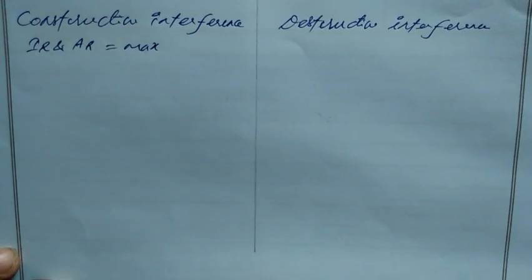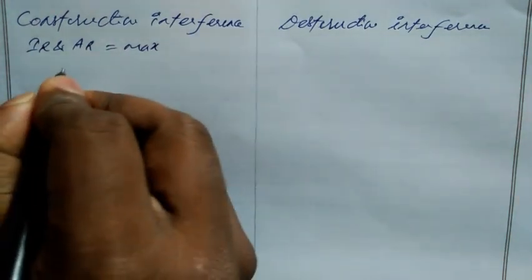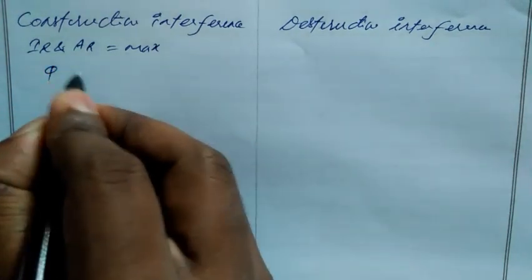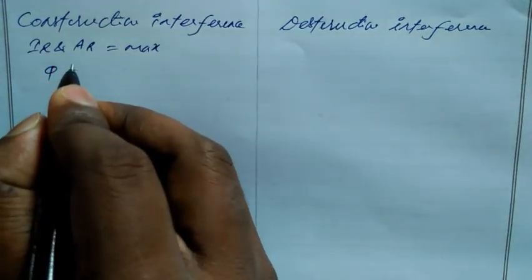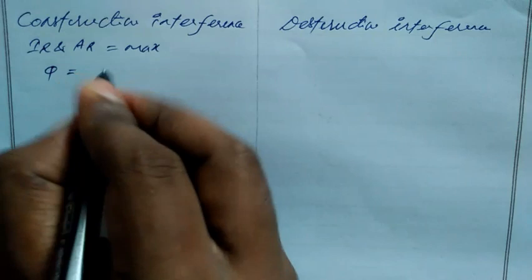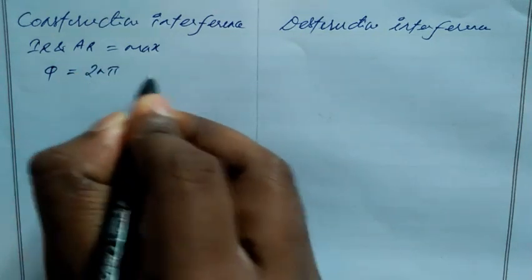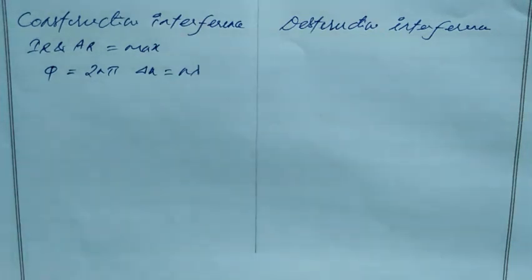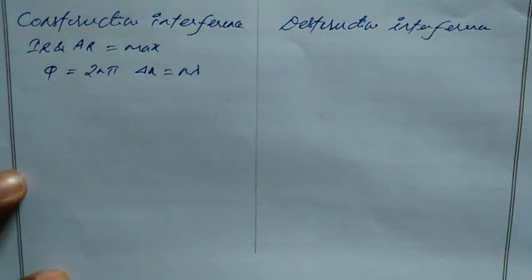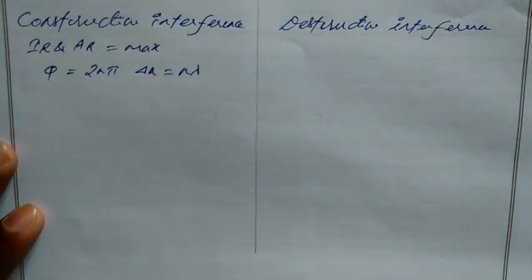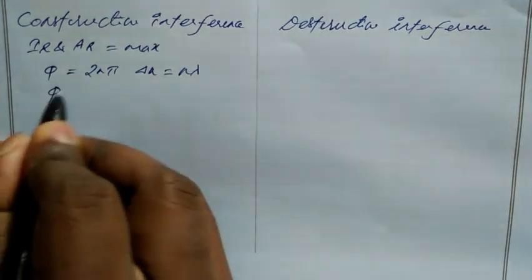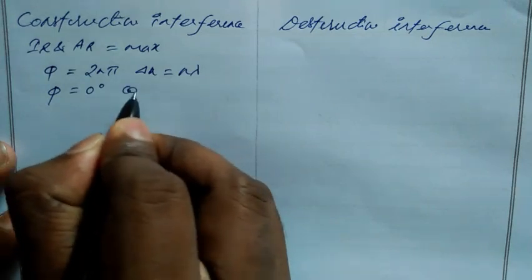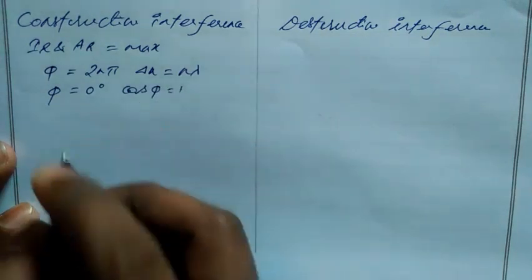So here, what is the path difference and phase difference? Phase difference for constructive interference is 2n pi. Path difference is n lambda. For maximum, what's the value of phi? For maximum, the value of phi is 0 degree and we have cos phi as 1.